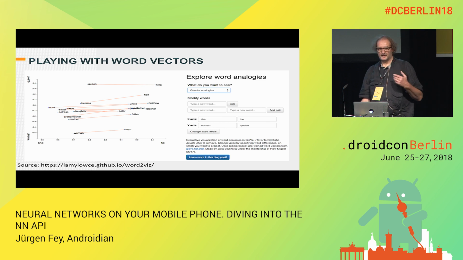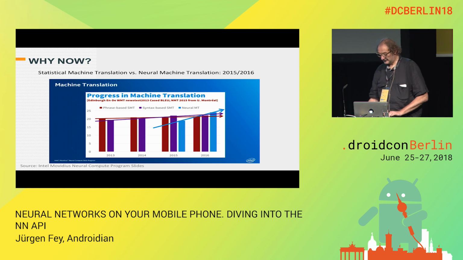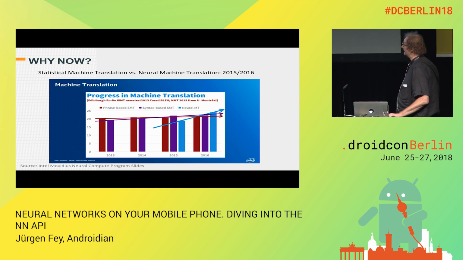But that means that the deep learning model, if it's trained correctly, can do really very interesting stuff without you implementing the whole algorithm in the old-fashioned way. 2015, 2016.